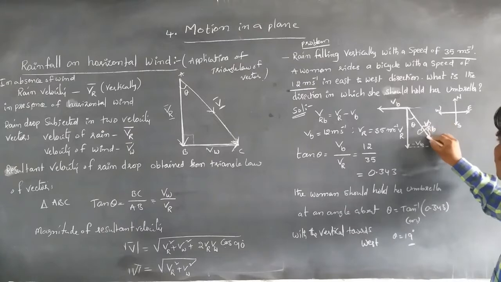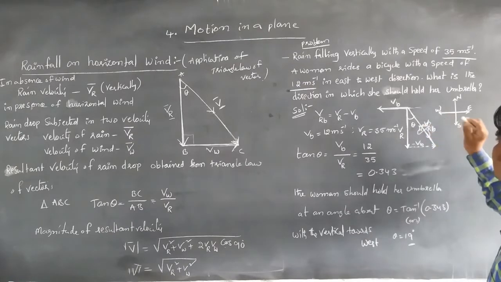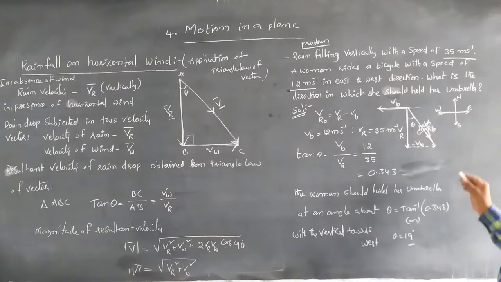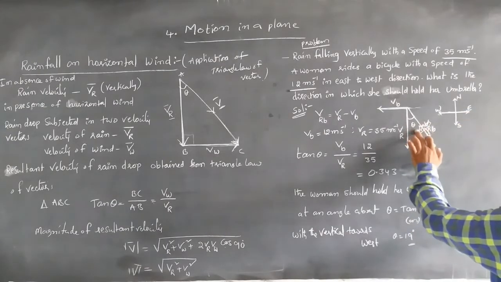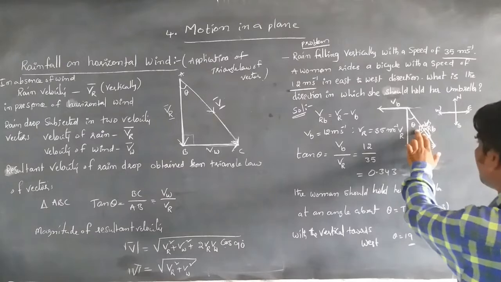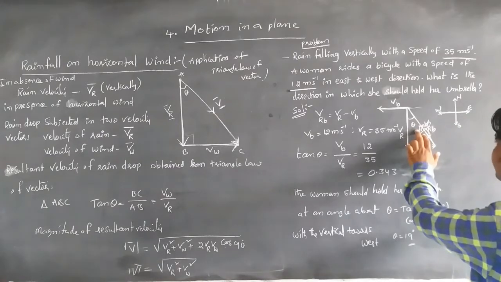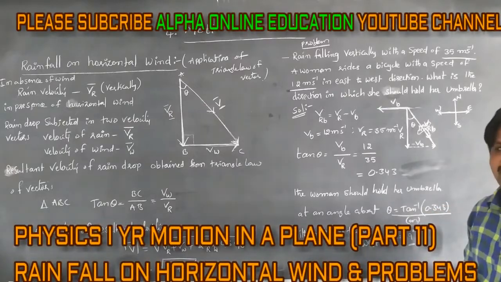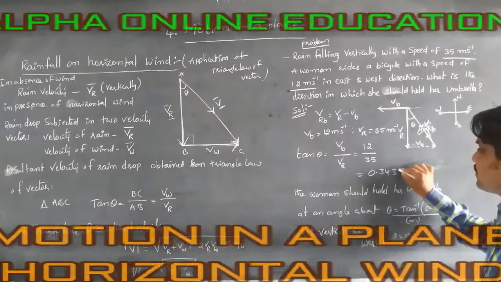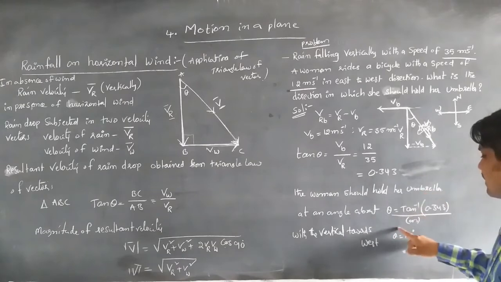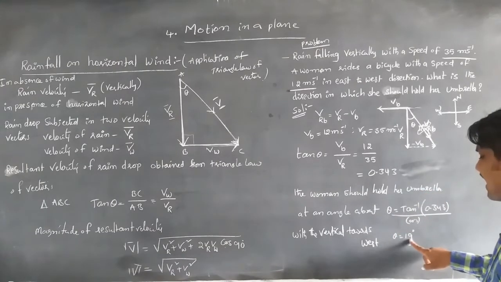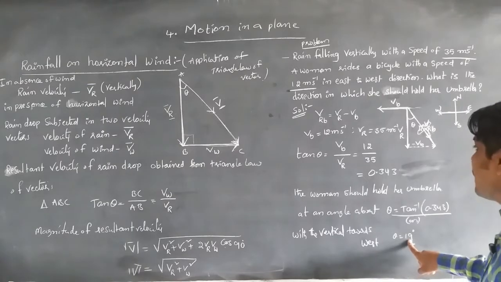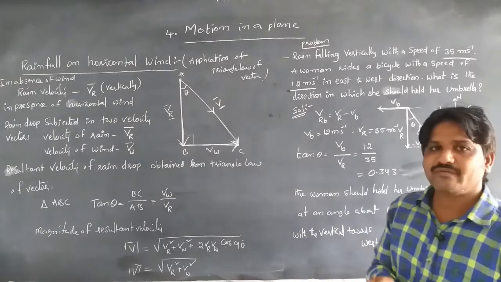Whenever she holds her umbrella in this direction, she won't get wet. She should hold her umbrella towards the west, at an angle theta equal to tan inverse of 0.343. Using logarithms, we can see that the angle theta is equal to about 19 degrees. Theta is equal to 19 degrees.